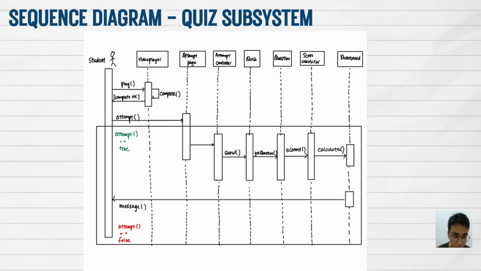If attempt is true, it will go to the attempt page, which will link to the attempt controller, initiating a quiz using the behavior of show. Then the quiz class will get questions from the question class, which will then initiate the score calculator and calculate the score to be stored in the dashboard. Alternatively, if the attempt is false, the dashboard will send a message like "try again next time" to the user, which is the student. So that concludes the sequence diagram for the quiz subsystem.